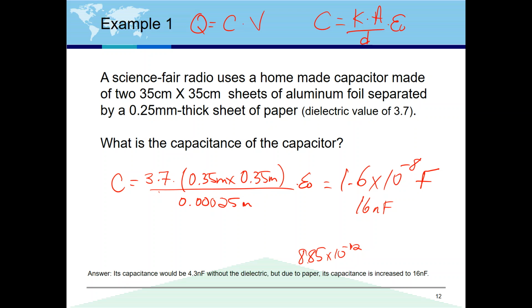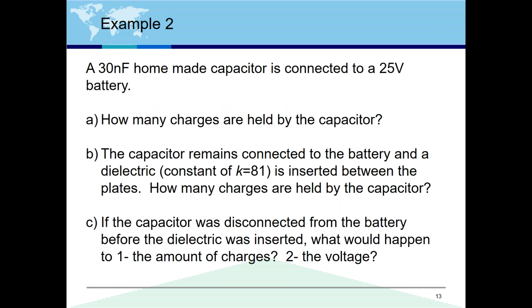Let's try example number 2. A 30 nanofarad homemade capacitor is connected to a 25 volt battery. How many charges are held by the capacitor? Well, that one's pretty easy. It's Q is equal to C times V. If Q is equal to C times V, that's pretty simple at this point, right?